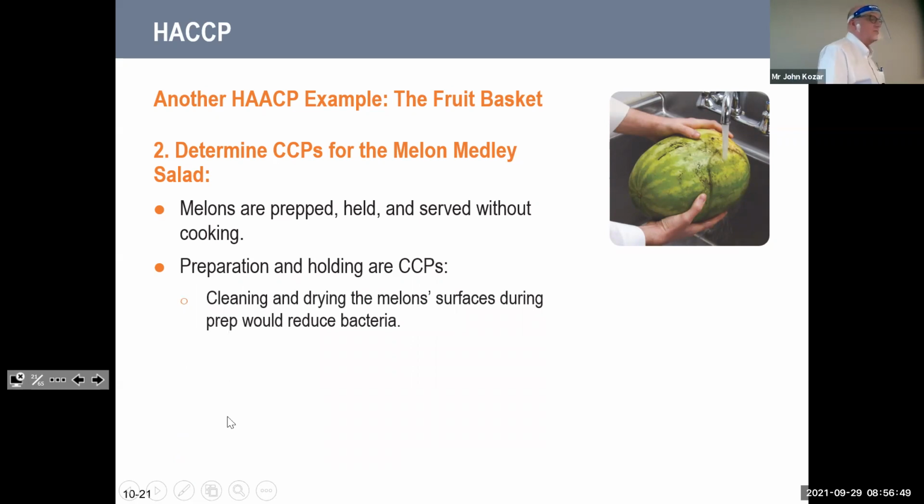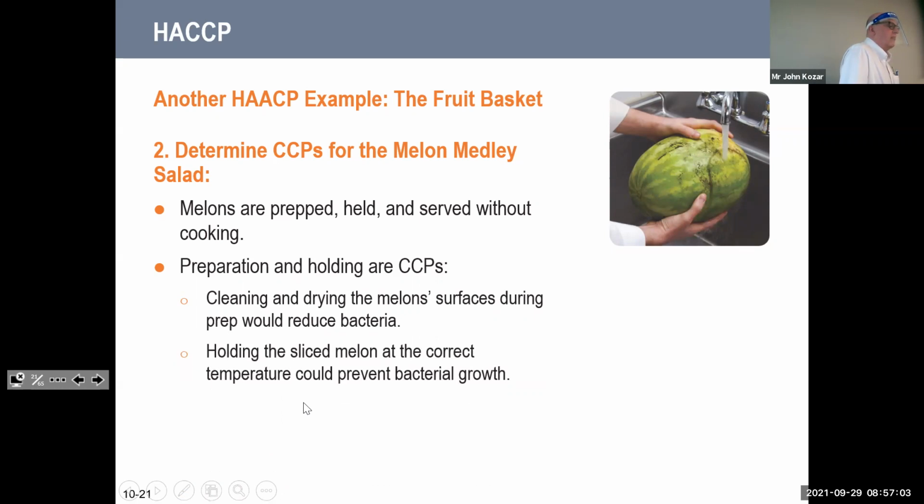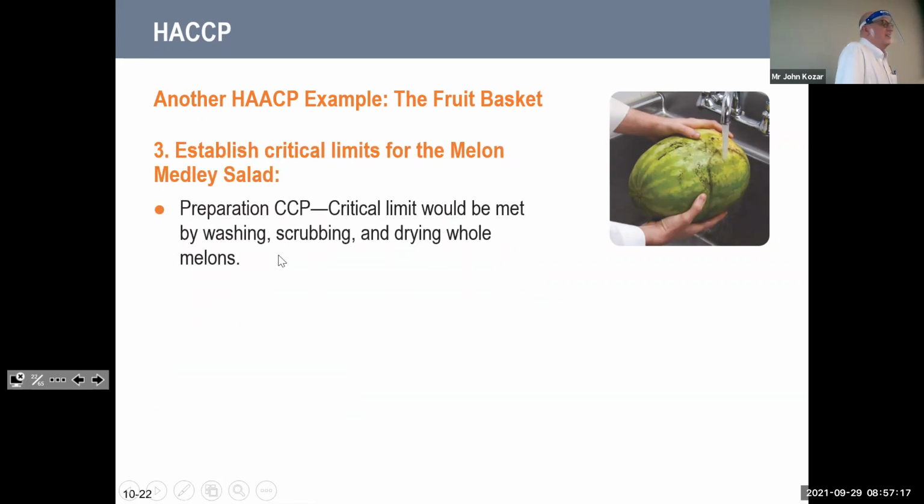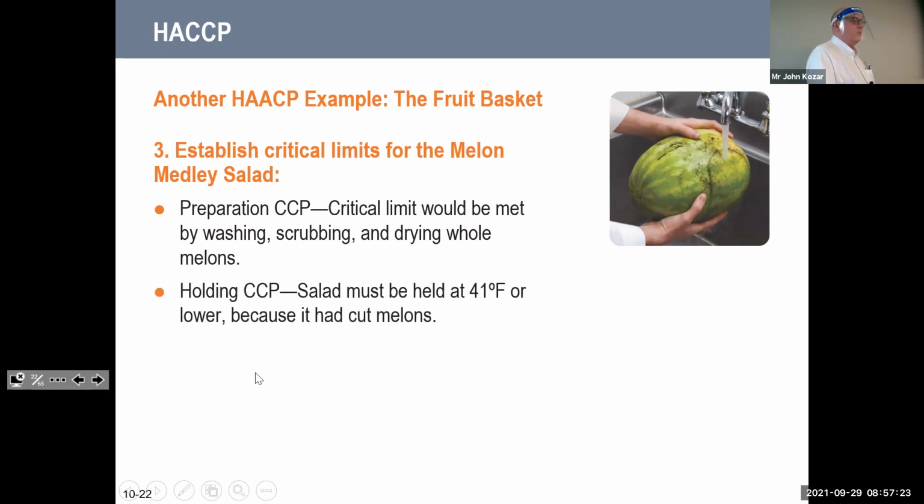Cleaning and drying the melon surfaces during prep would reduce bacteria. So that's going to be the first thing that we do with each of the melons, clean and dry the surface. Holding the sliced melon at the correct temperature, which would be below 41 degrees, helps prevent bacterial growth. So critical limits. Preparation, critical limit is met by washing, scrubbing, and drying the whole melons before they're cut. And then the holding temperature has to be below 41 degrees.